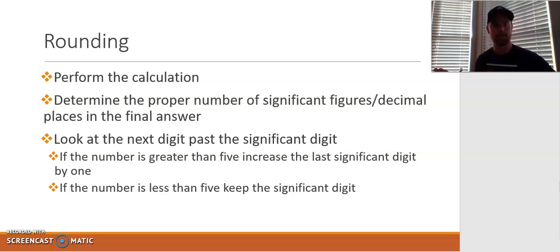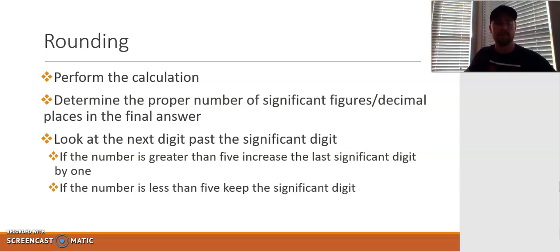I mentioned it a little bit, but when you are doing your calculations, first perform the calculation. Then you would want to determine the proper number of either sig figs, if it's multiplying and dividing, or decimal places if it's adding and subtracting. Be sure to look at the next digit past the significant digit that you're supposed to round to. And like I said earlier, if the number is 5 or greater, you would want to increase the last significant digit by 1. But if the number is less than 5, keep it as is.